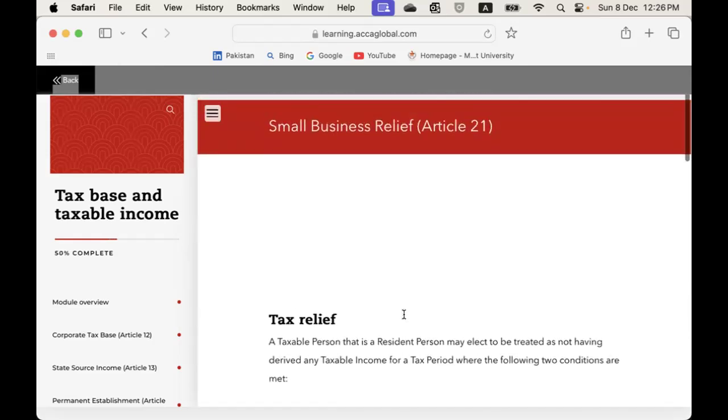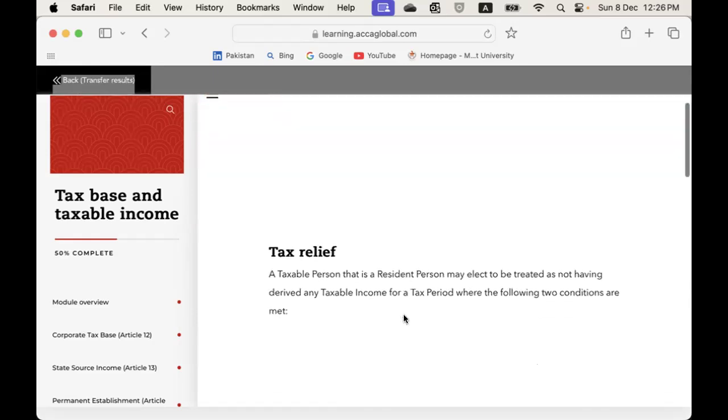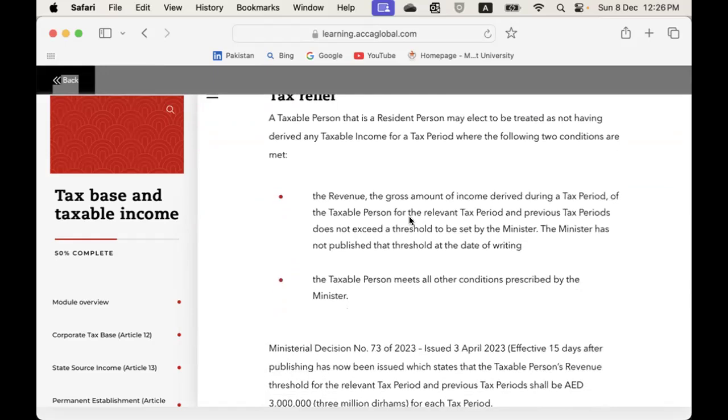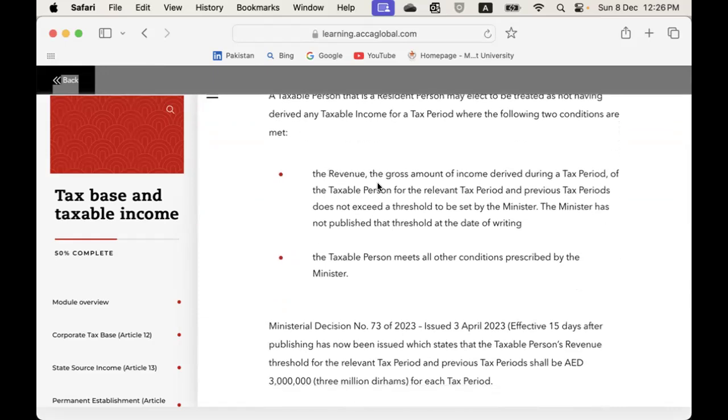Now we have come to another article, which is called small business relief. I'll quickly run you through this. Some entities are very small. Their revenue does not reach 3 million dirhams. The revenue, the gross amount of income derived by the taxable person for the relevant tax period and previous tax periods, does not exceed a threshold set by the minister. This threshold is 3 million dirhams. Here you can see this 3 million dirhams. And the taxable person meets all other conditions prescribed by the minister.